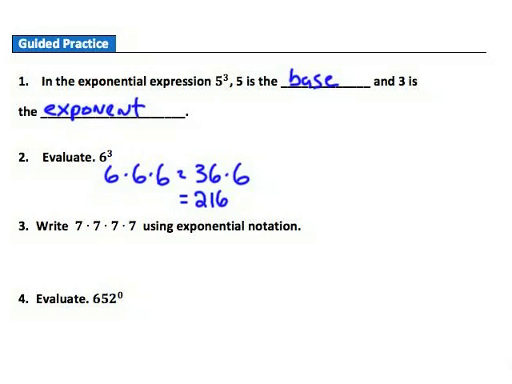Question 3. Write 7 times 7 times 7 times 7 using exponential notation. Well, 7 is the thing that's getting multiplied together here. So 7 is going to be my base. How many 7's are getting multiplied together? 4 of them. So that's going to give me 7 to the 4th power. Question 4. Evaluate 652 to the 0 power. Remember that any number raised to the 0 power is just going to give me an answer of 1.